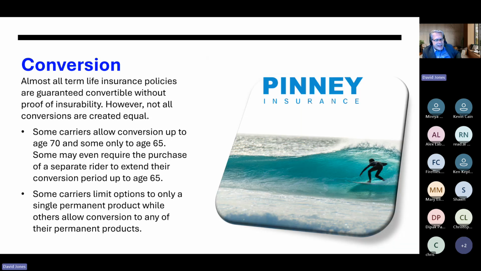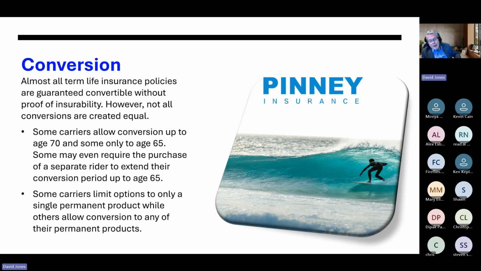Conversion. It's not really a rider because almost all term insurance policies are guaranteed convertible without proof of insurability at the end of their term. However, as it says here, not all conversions are created equal, so you want to pay attention to such things. Some carriers allow conversion up to age 70, some only to 65. That can become important at the age of 65 or 70, of course. Some may even require the purchase of a separate rider to extend their conversion period up to age 65.